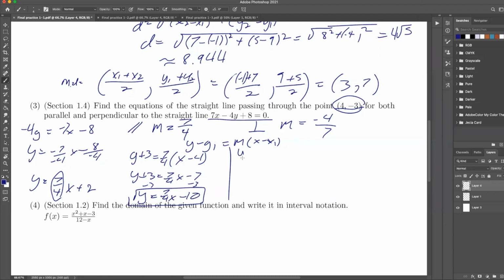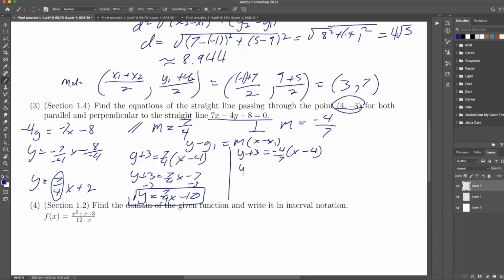For this one, we're going to have the same point. So it'll still be plus 3, but m here is going to be -4/7 x, and this is still -4. Same point, we're plugging in the same point using the same formula. The difference for the perpendicular line is we're going to use the opposite reciprocal of the slope we found. Then when we do that, we have the following.